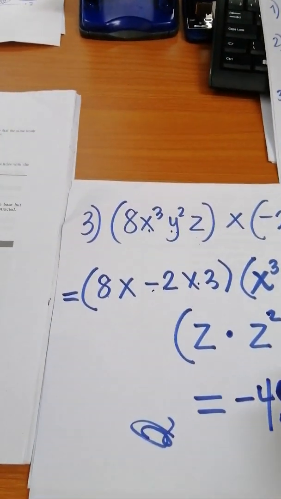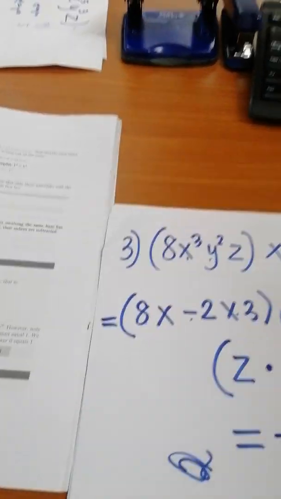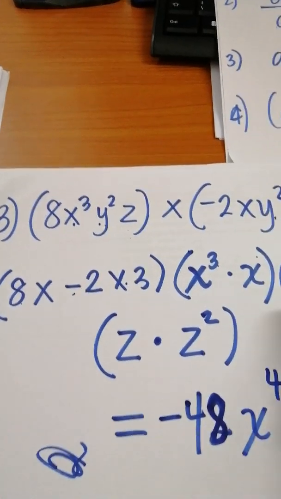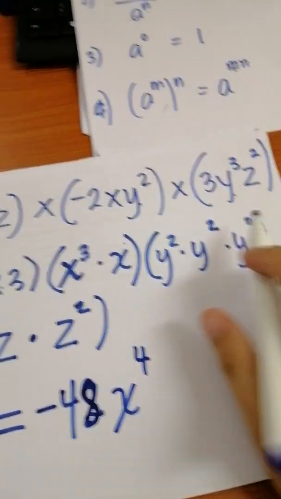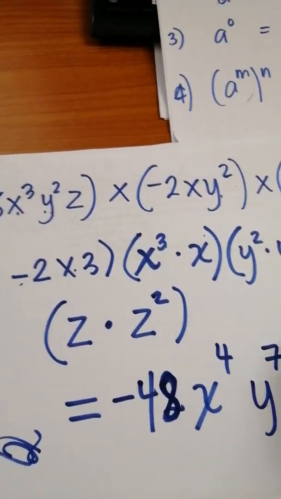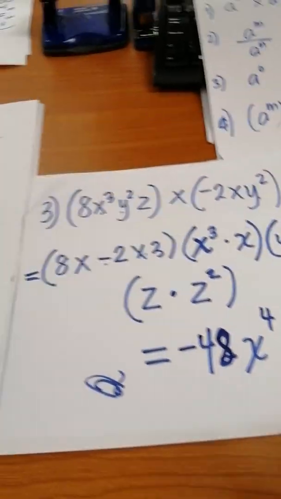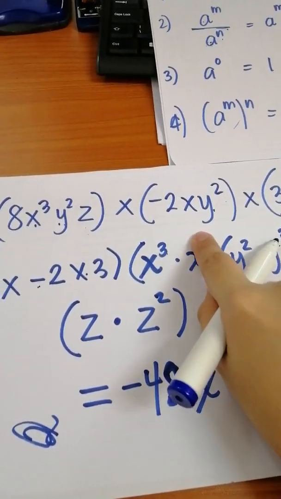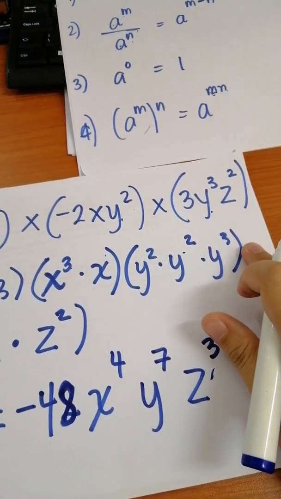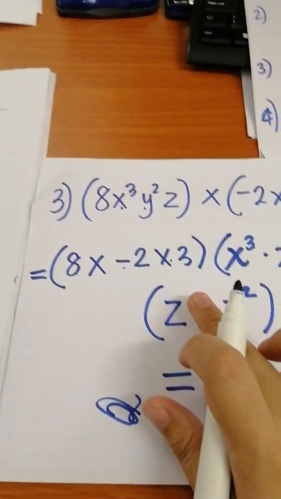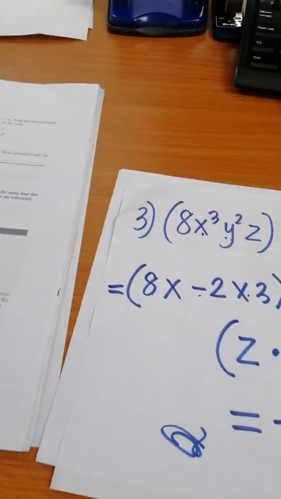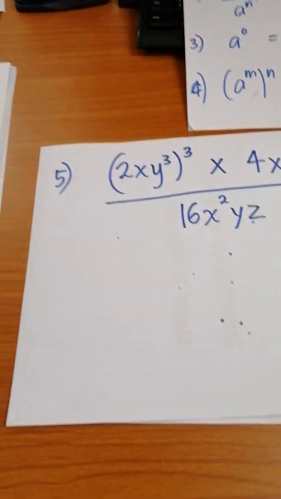So negative 48, x power 4, 3 plus 1 is 4. y power 2 plus 2 plus 3 is 7. And 1 into z power 3. So this will be the final answer. Same bases, you add the powers: 3 plus 1 is 4, 2 plus 2 plus 3 is 7, and 1 plus 2 will be 3. Numbers, you multiply them.